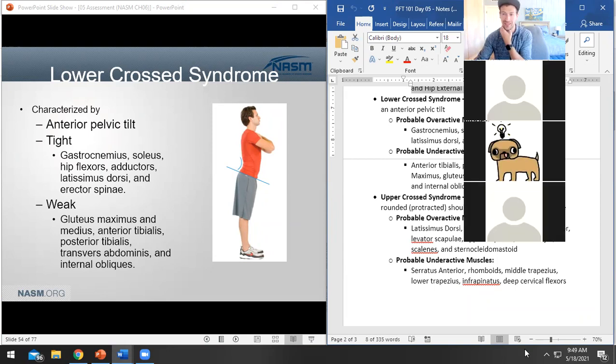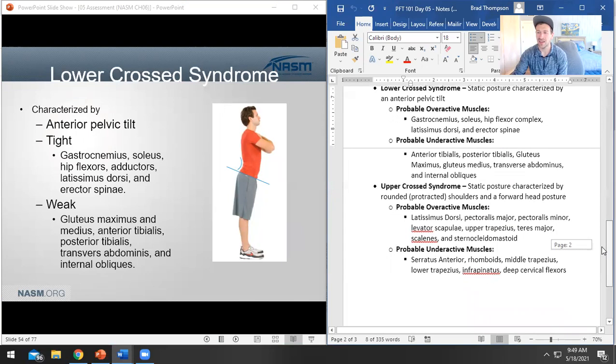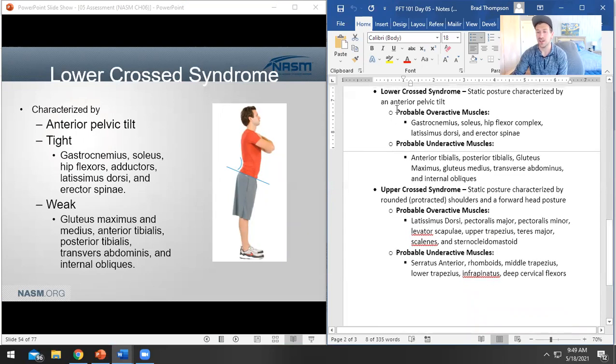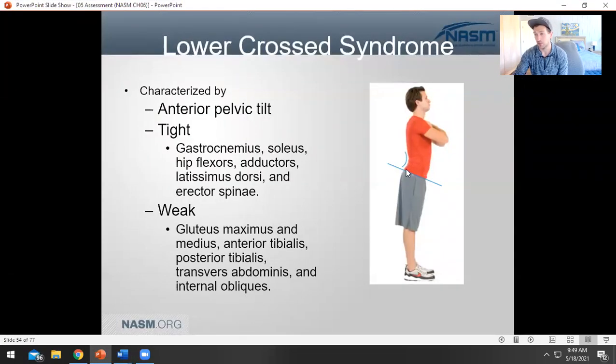All righty. So let's take a look at our next piece of posture here, lower cross syndrome, which I kind of talk about a lot anyways. It just is so common. So lower cross syndrome, this is a static posture assessment that is characterized by an anterior pelvic tilt. You can kind of see, if this guy's pelvis was a bucket of water, the water would be spilling out the front, right? So what's causing this?